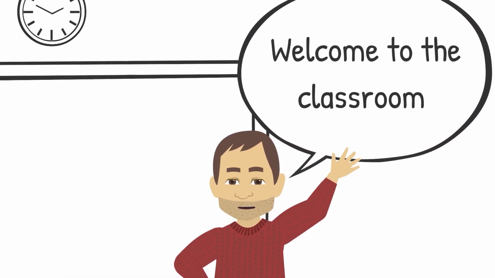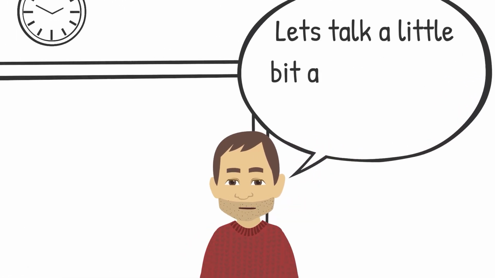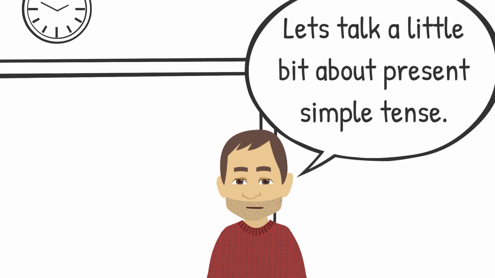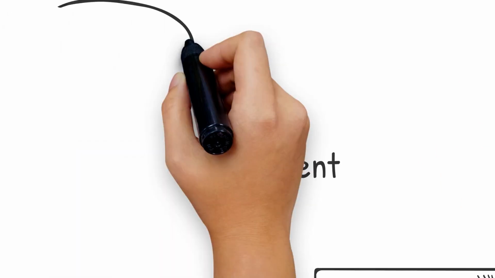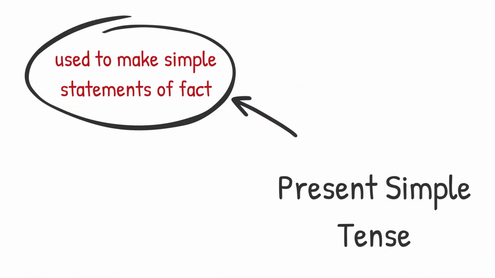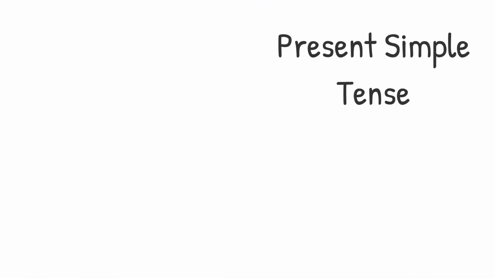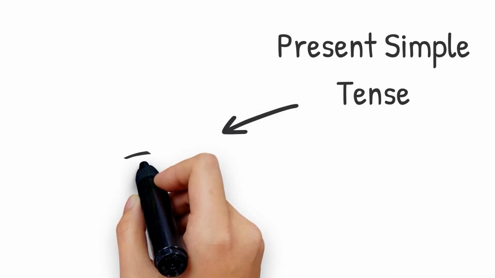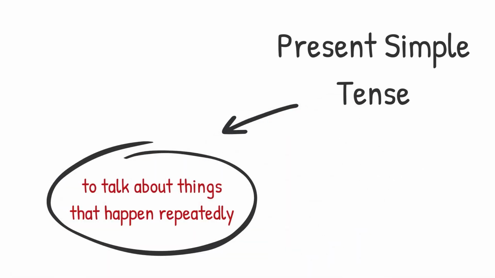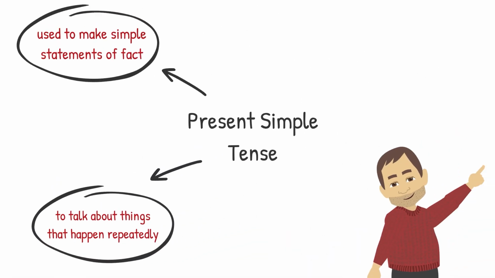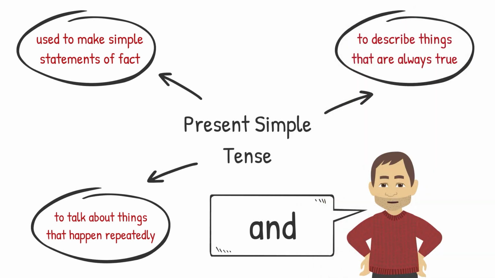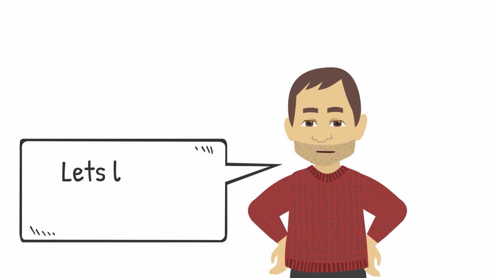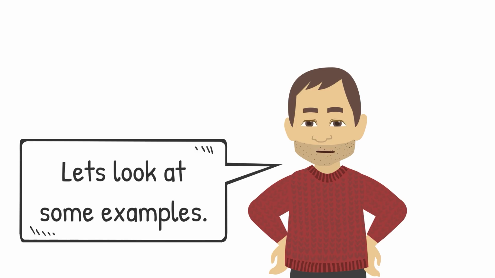Welcome to the classroom. Let's talk a little bit about present simple tense. Present simple tense is used to make simple statements of fact, to talk about things that happen repeatedly, and to describe things that are always true. Let's look at some examples.